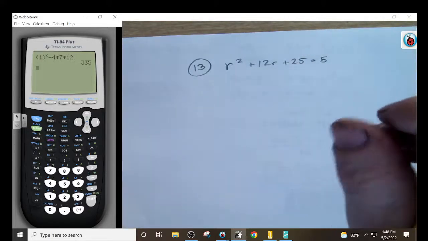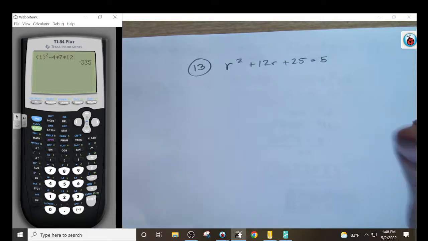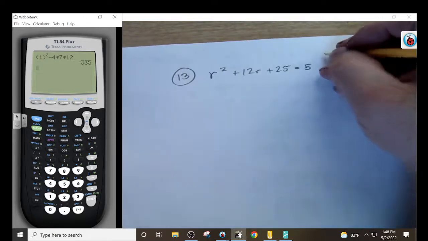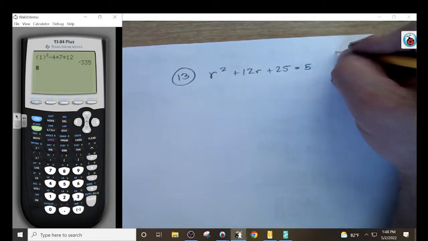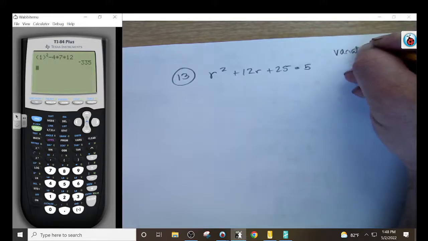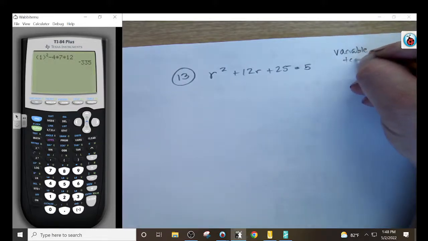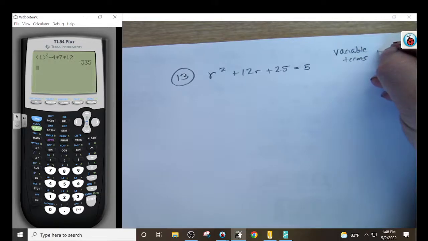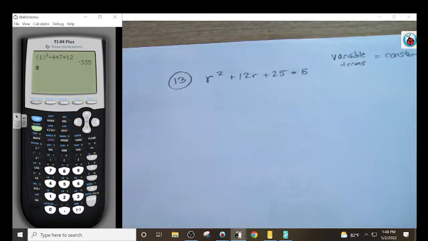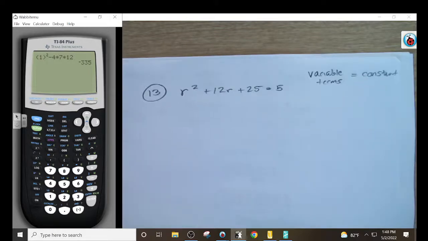All right. Now, guys, completing the square, your equation needs to look like this. Variable terms equals constant. That's what it needs to look like.